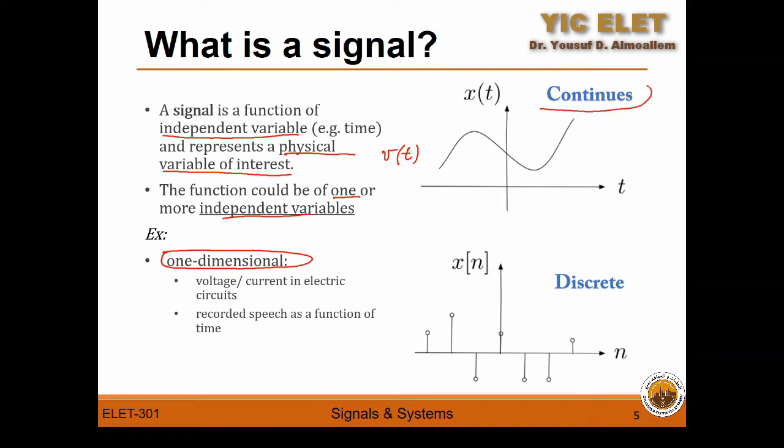Either we're talking about continuous time domain, or discrete time domain. In the continuous time domain, the function is connected and defined over a period of time. For the discrete, it is discrete points separated by some steps. So that's the difference between continuous and discrete.